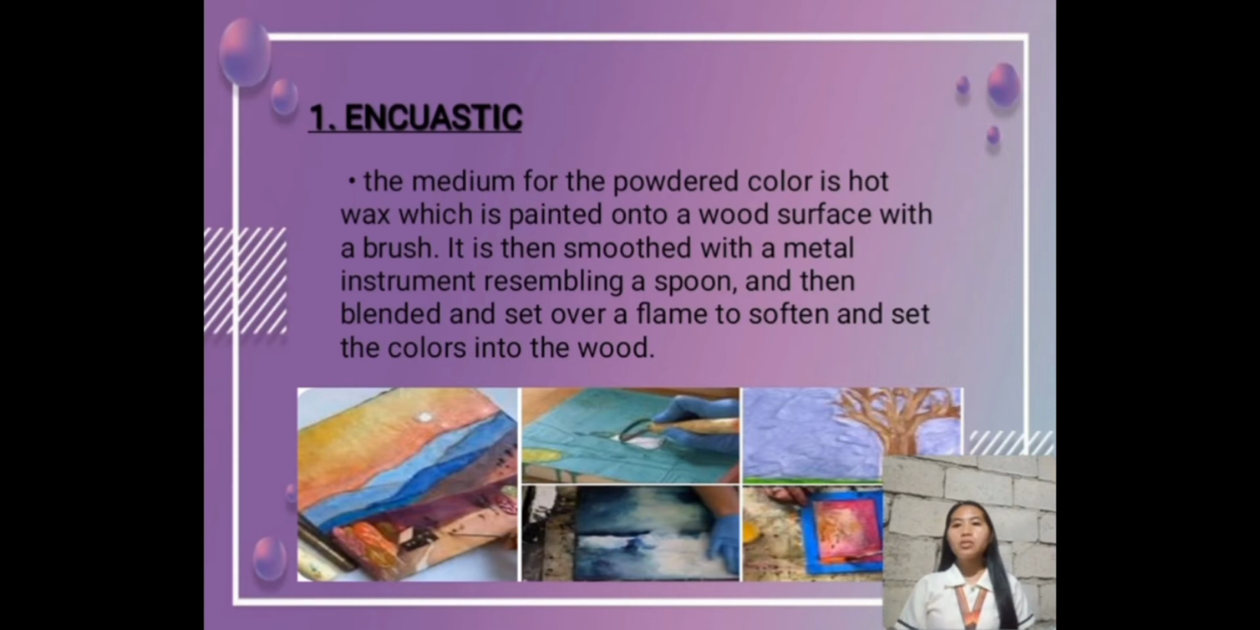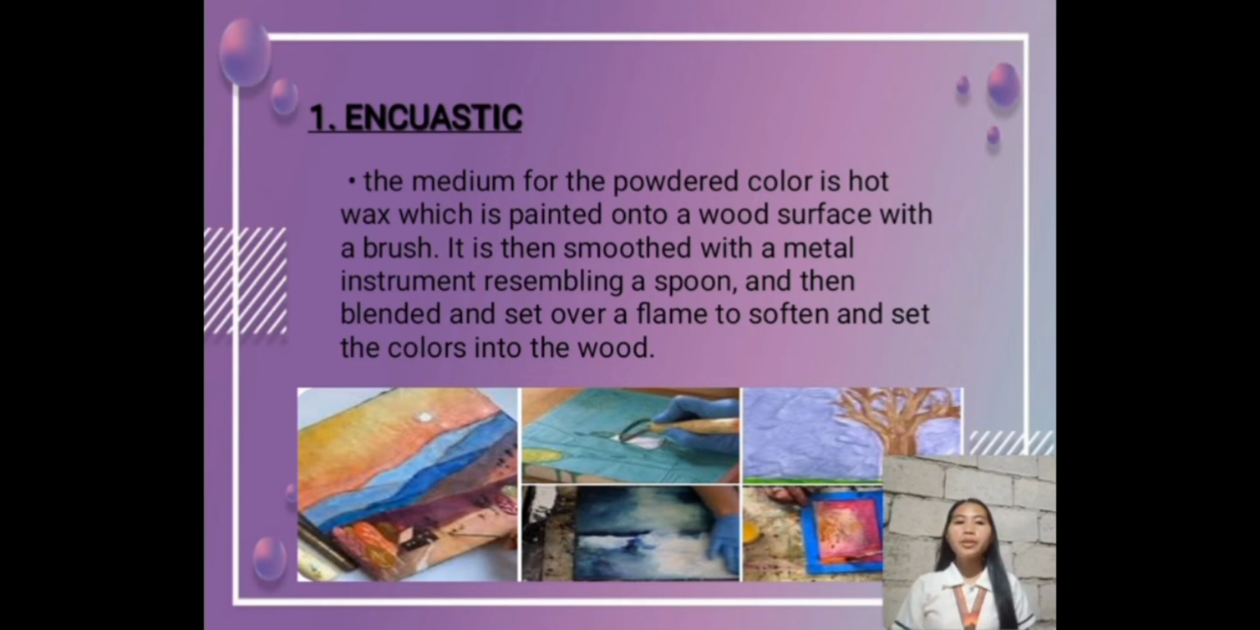First, we have the encaustic. The medium for the powdered color is hot wax, which is painted onto a wood surface with a brush. It is smoothed with a metal instrument resembling a spoon, and then blended and set over a flame to soften and set the colors into the wood.